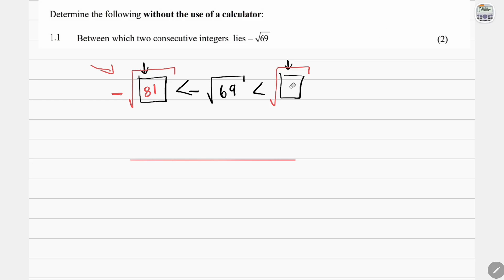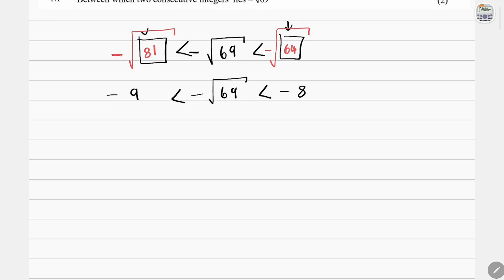And then here, compared to 69, it should be a value that is less than 69. So think about a square number that is less than 69. In the 60s, we have 64, before 49, so 64. And so this would be negative square root of 64. So we can already see what they're going to be. The negative square root of 69 is greater than negative square root of 81, which is negative 9, but less than negative square root of 64, which is negative 8. And there we go.